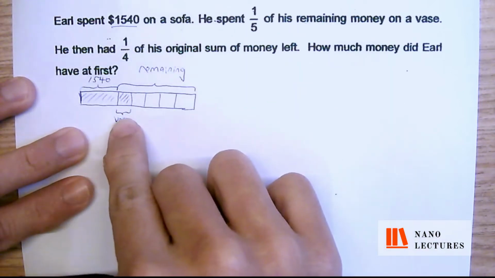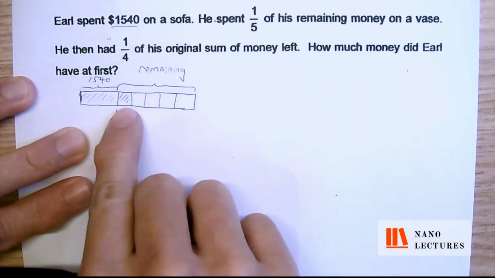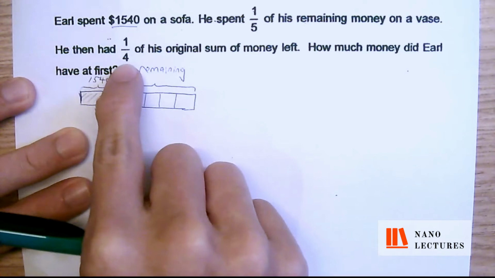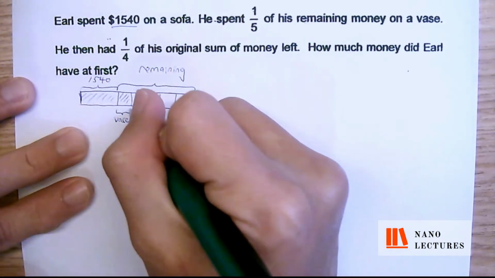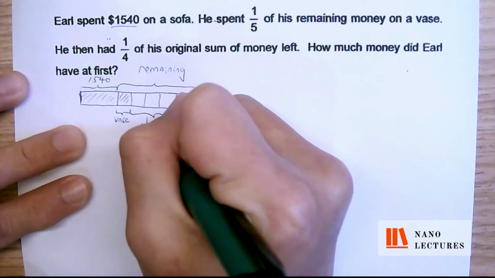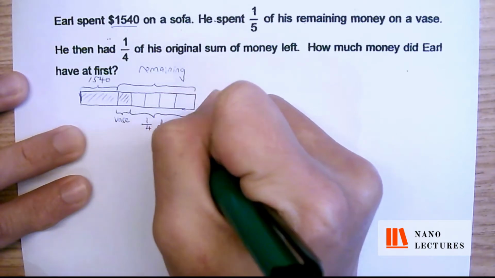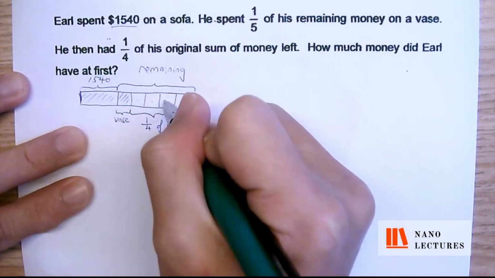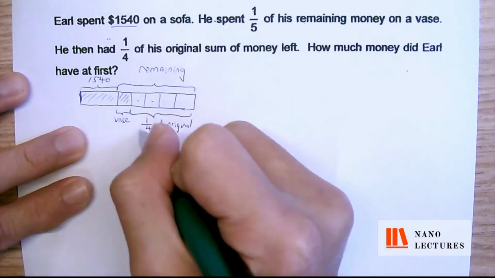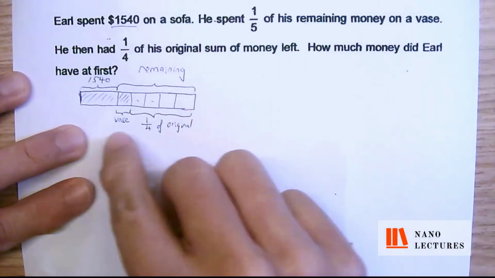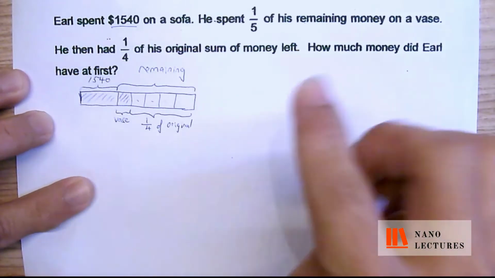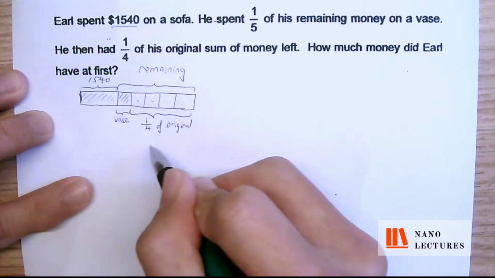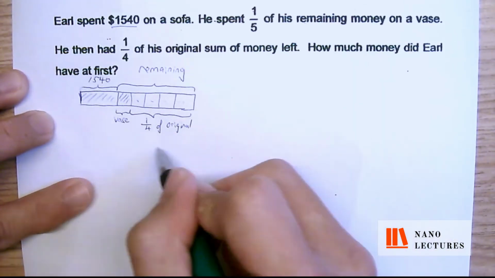Now they told us that after he spent 1/5 of the remaining on the vase, he has 4/5 left, right? And this is actually 1/4 of his original sum. This is 1/4 of original. Now I'm going to ask you a question. If the remaining is 4 units, and 4 units is only 1/4 of the original, what does it mean? It means that the original has 16 units. 4 units is 1/4, so total should have 16 units. You must be able to understand this portion.